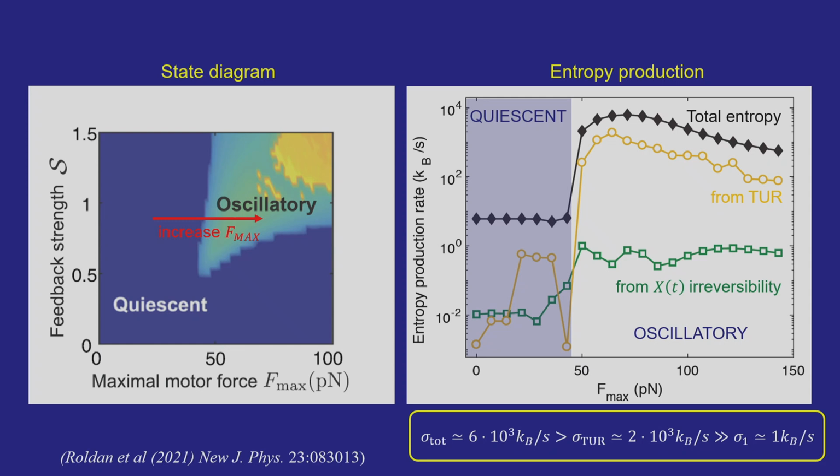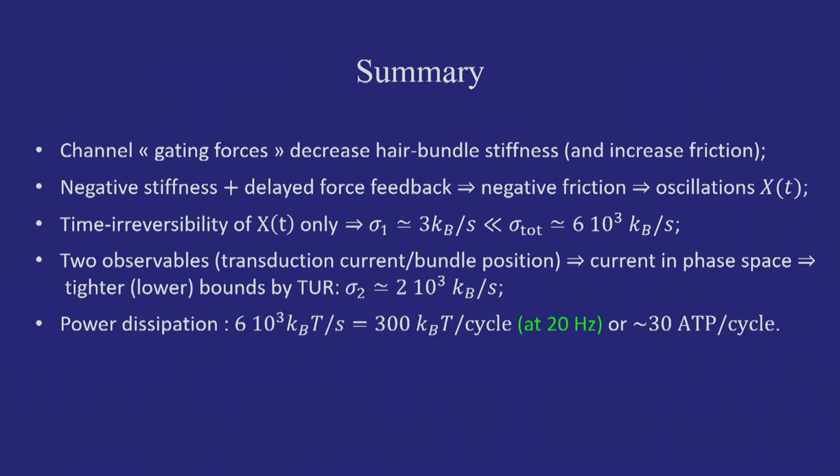oscillatory region. As we move from quiescence into oscillation, we see that all three estimates go up, which is good news, in particular for this one. Although it gives low bounds, it's able to detect when we cross the underlying Hopf bifurcation. So I think I'm done. I will just summarize what I told you.